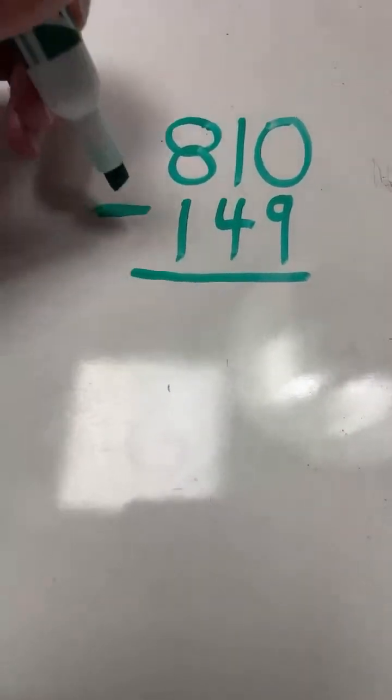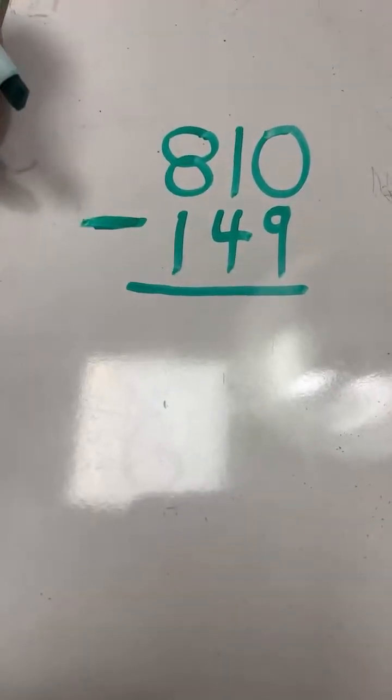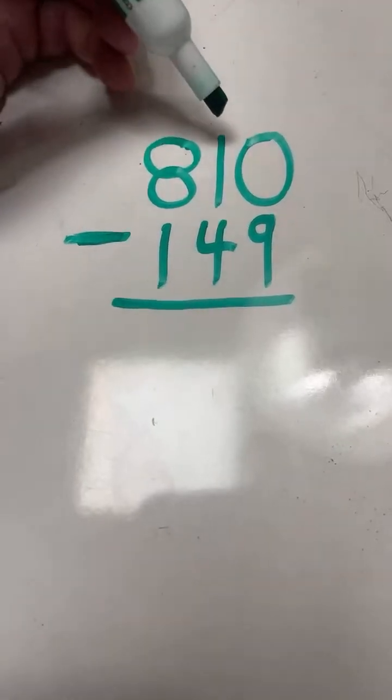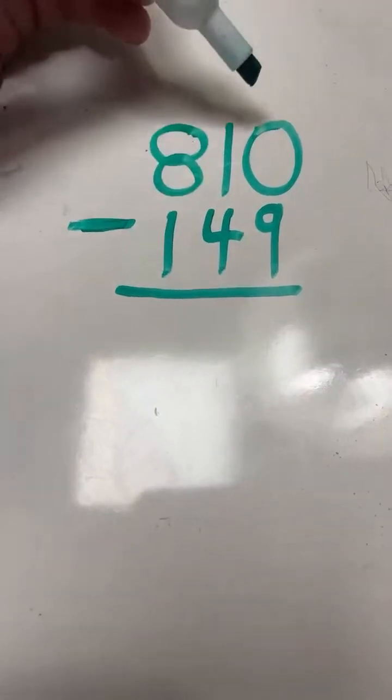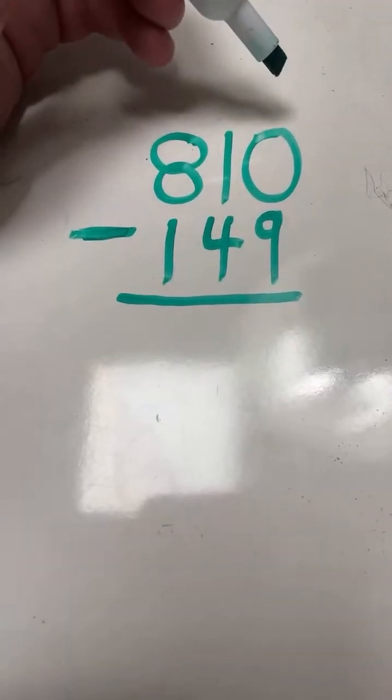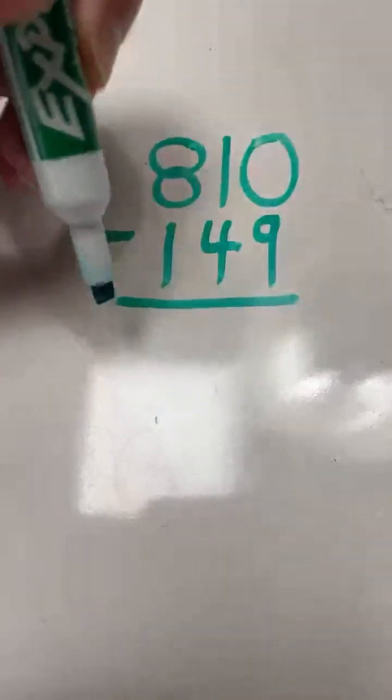So we have 810 minus 149. Checking if regrouping is needed. It is. You cannot start out with 1 and take away 4. You cannot start out with 0 and take away 9. So we regroup from left to right, and then we subtract from right to left.